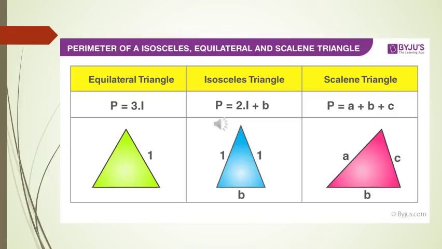I have explained the perimeter of an isosceles, equilateral and a scalene triangle. In case of an equilateral triangle, all the sides are equal, so simply you can multiply the measure of the equal side by 3 and you get the perimeter. In case of an isosceles triangle, you have to multiply the two equal sides by 2 and then add the third side. And in case of a scalene triangle, you have to find the sum of all the three sides.